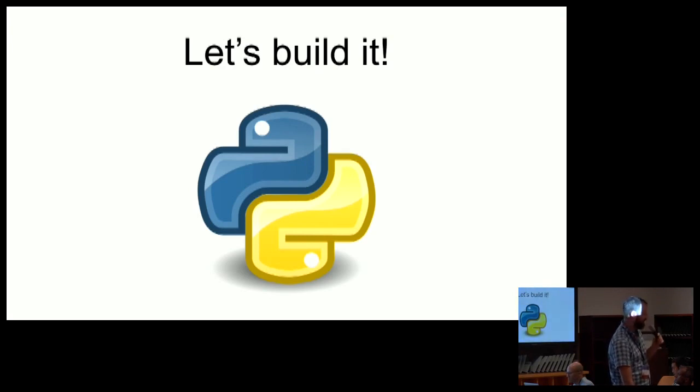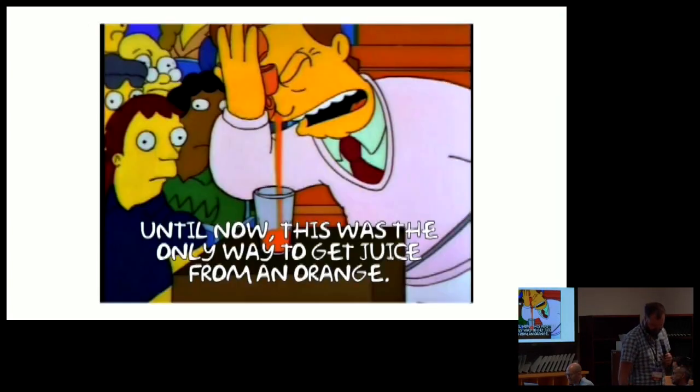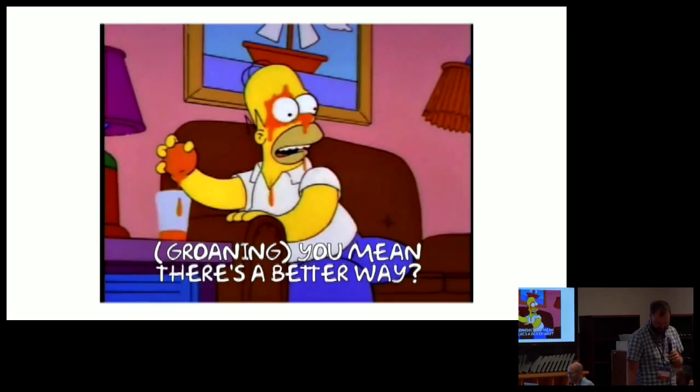So if you search around command line utilities and taking command line input for your script, the first thing you're going to come across is argparse. Argparse is part of the standard library. Quite powerful, but it's also quite low level. It can be fairly cumbersome to use. I would compare it somewhat to trying to make orange juice by squeezing the orange in your eye. If anybody remembers this, you mean there's a better way?